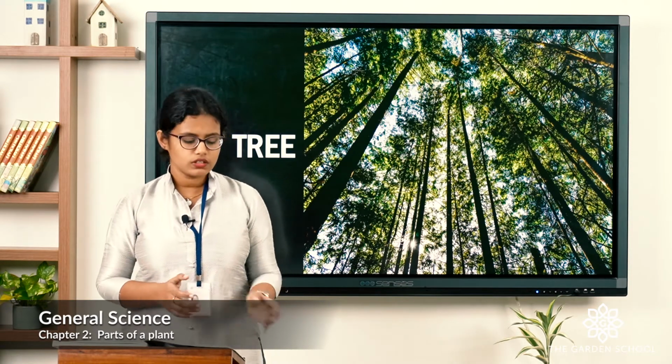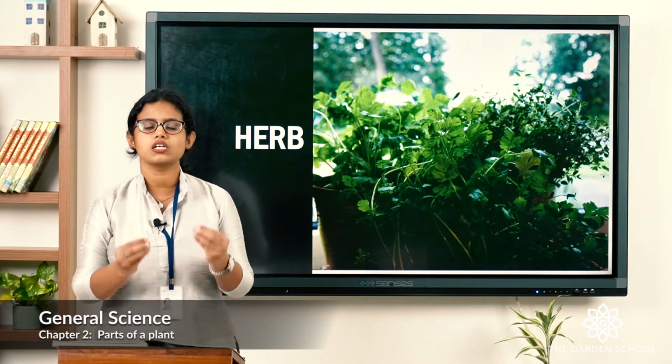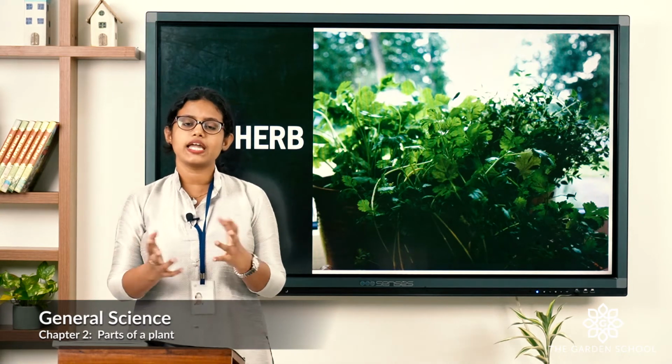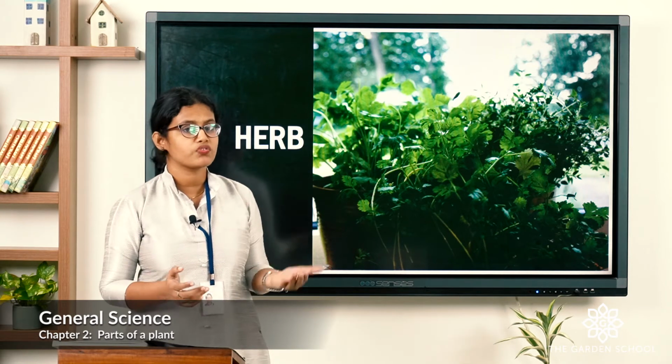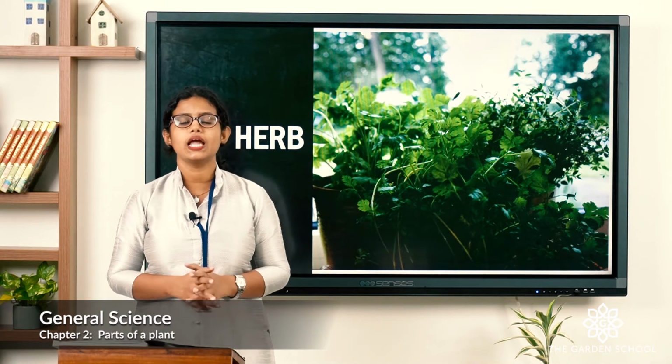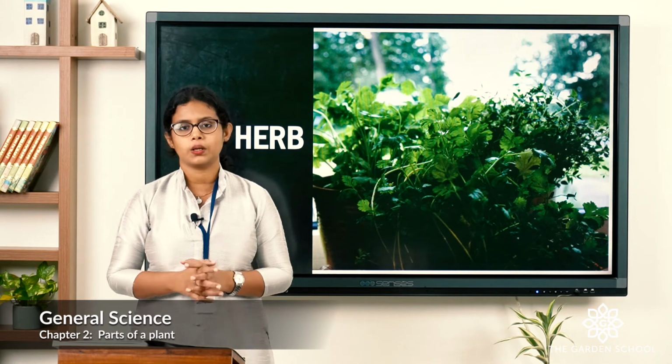And the next one is the plants which are very small. Plants which are very small, we call them as herb. Let's take some examples of mint, coriander. All these are examples for herb. Why? These are very small sized plants. They grow short. And what about their stem? They have a soft stem. That means we can easily bend the stem of a herb.